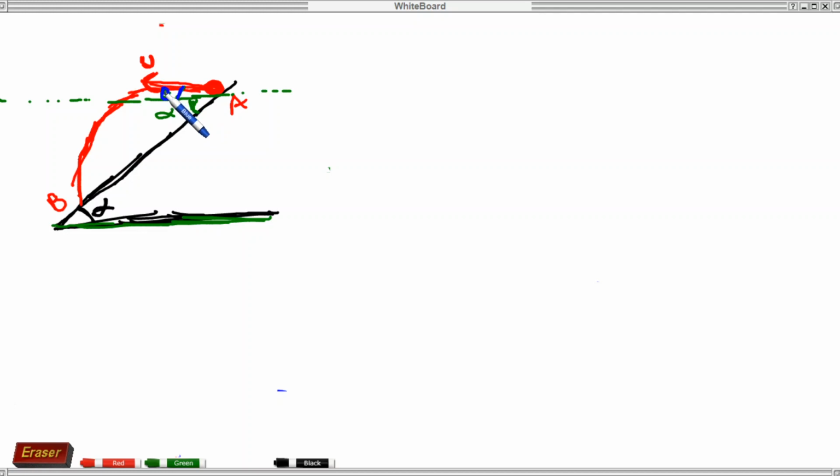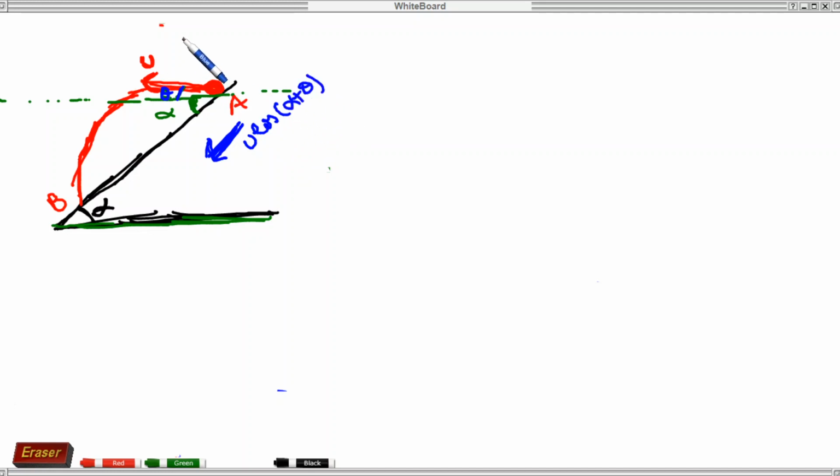This angle is theta. So what would be the velocity components? In this direction, the velocity component will be u cos(alpha plus theta). This one is alpha and this one is theta. So what is the component along the inclined plane? That will be u cos(alpha plus theta).